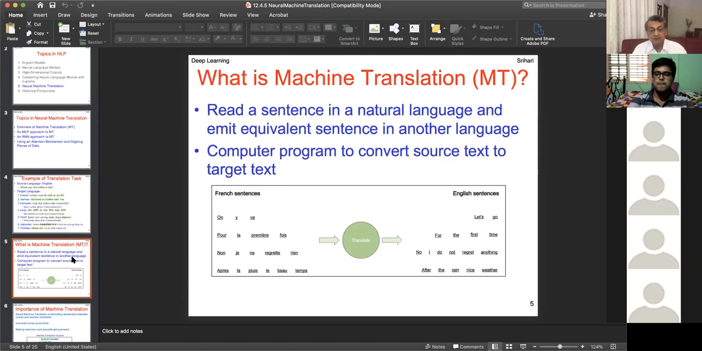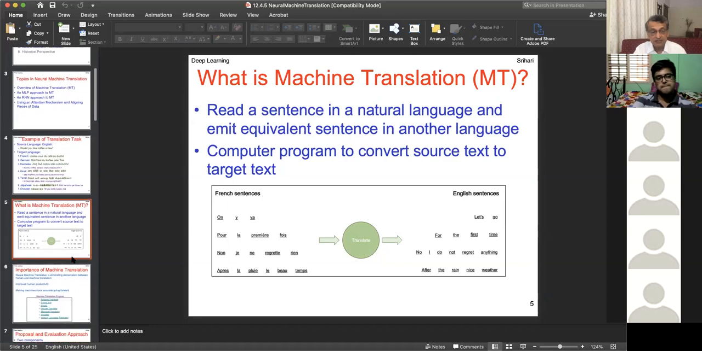And using a machine learning approach to this problem would involve taking examples like French sentences. "On y va" in English would mean "let's go." In French, you would say "pour la première fois," which in English would be "for the first time." Or "non, je ne regrette rien" is "no, I do not regret anything" in English. And "après la pluie, le beau temps" would be "after the rain, nice weather." Okay. So a machine learning approach would be to take a whole bunch of French sentences and, given the English translations, learn what's going on here. It's all going to be, of course, a probabilistic mechanism, which is going to figure out all kinds of relationships between words, and how to even figure out meanings and so on. That's the task of machine translation.